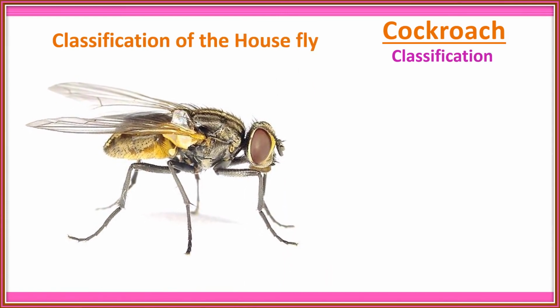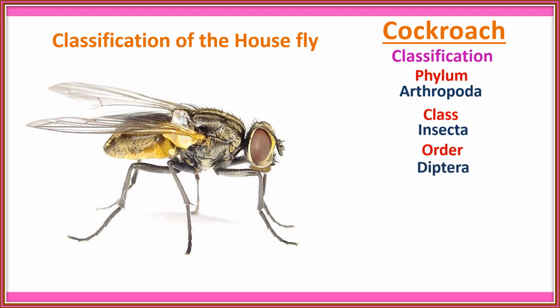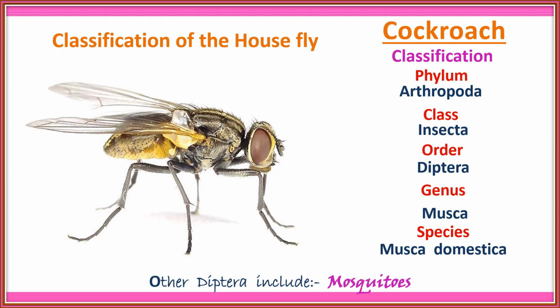Classification of housefly. The housefly is in phylum Arthropoda. It is in class Insecta, order Diptera, and genus Musca, and the species name is Musca domestica. Other dipterans include the mosquitoes.